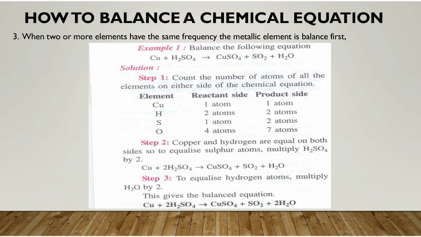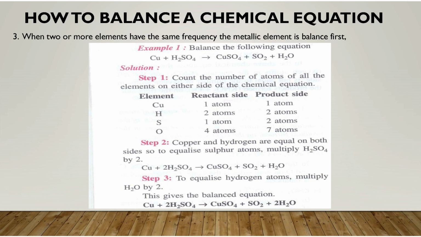Then we come to sulfur: on the reactant side 1 atom, on the product side 2 atoms of sulfur. So we have to balance the sulfur. And oxygen: on the reactant side 4 atoms, on the product side 7 atoms. You can count the atoms and write. This is the first step: make the 3 columns and write the atoms.